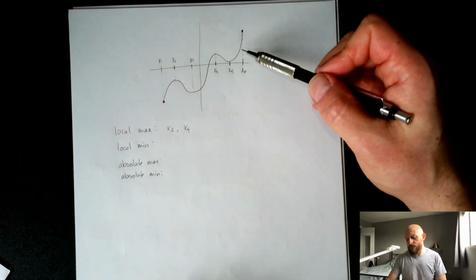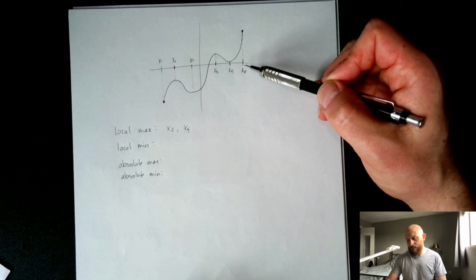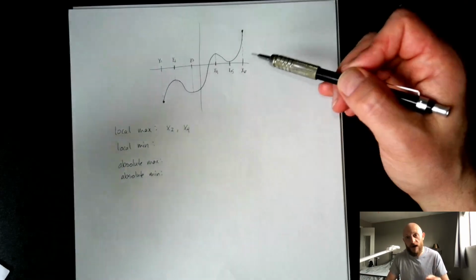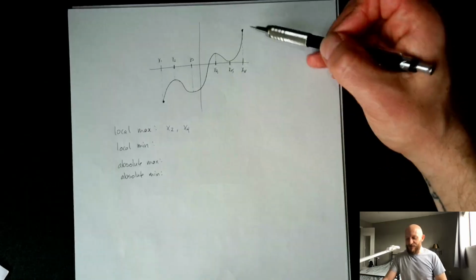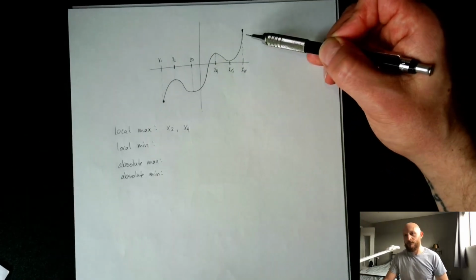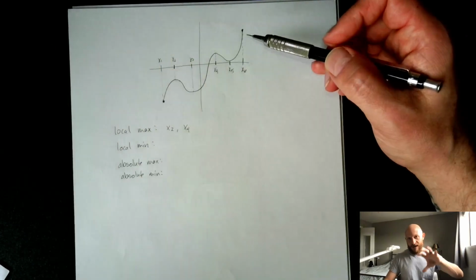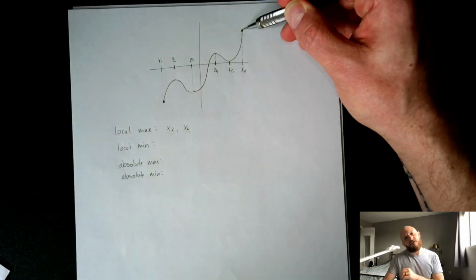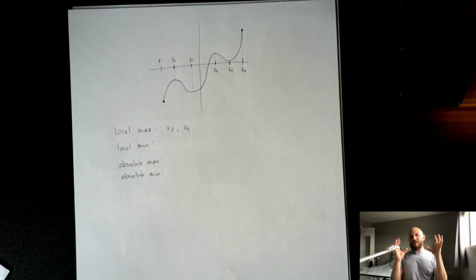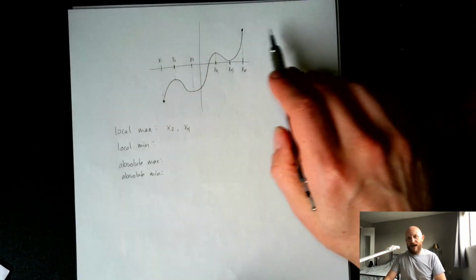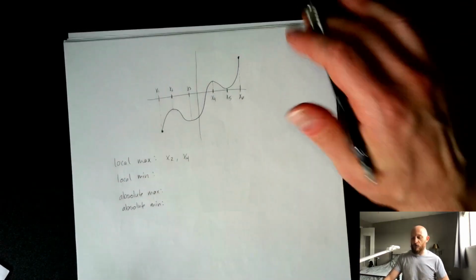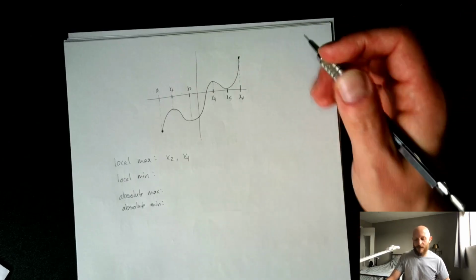If you wrote down x6 as a local maximum, sorry, that's wrong. Local minimums and maximums must occur on an interval. This x6 is the end of an interval. When I say it has to occur on an interval, you need to be able to find some x values on both sides. This doesn't have any x values to the right. So no, it's not a local maximum. It is, however, an absolute maximum.